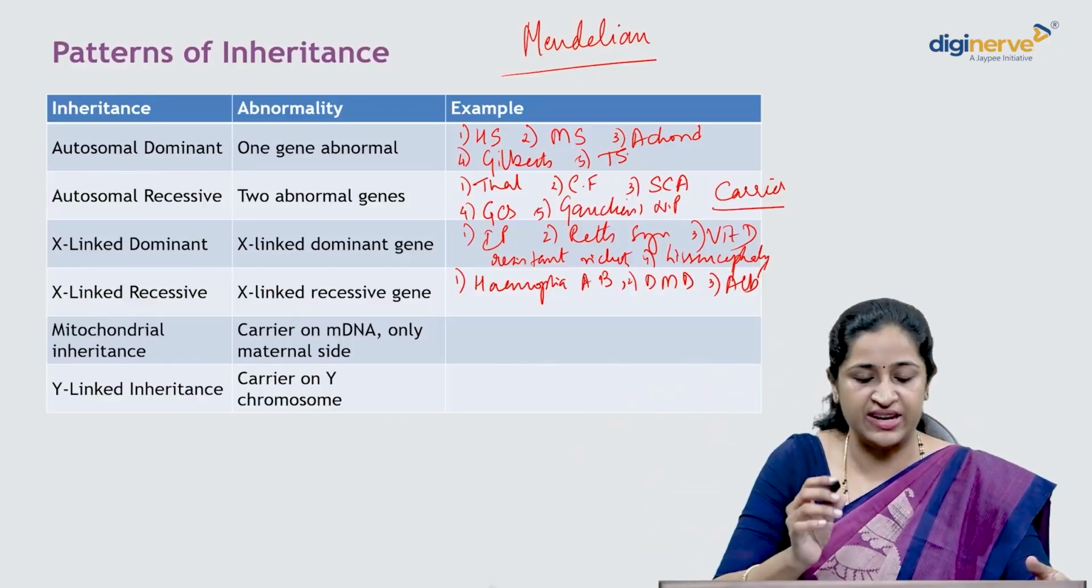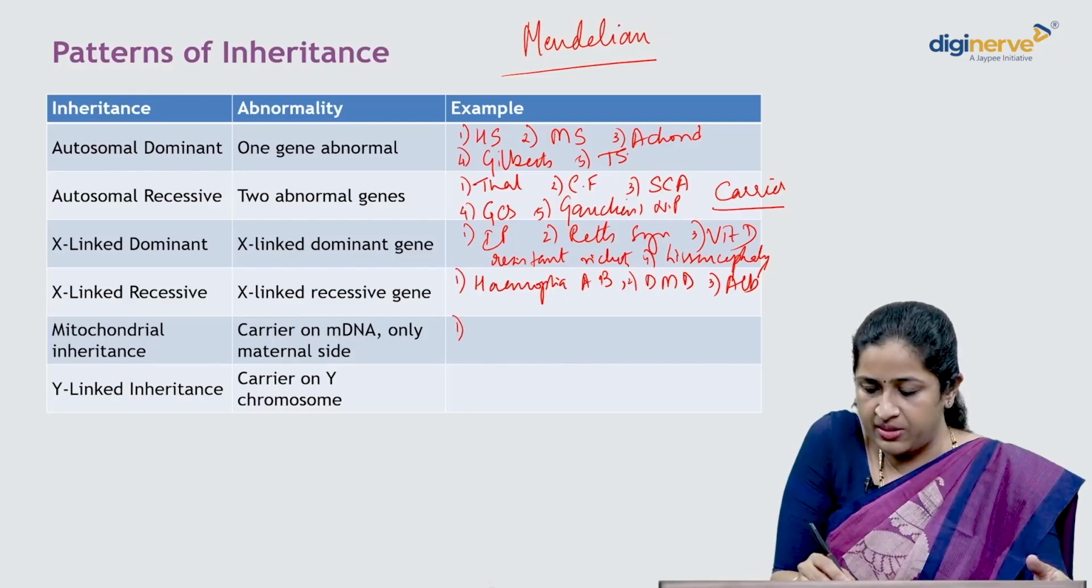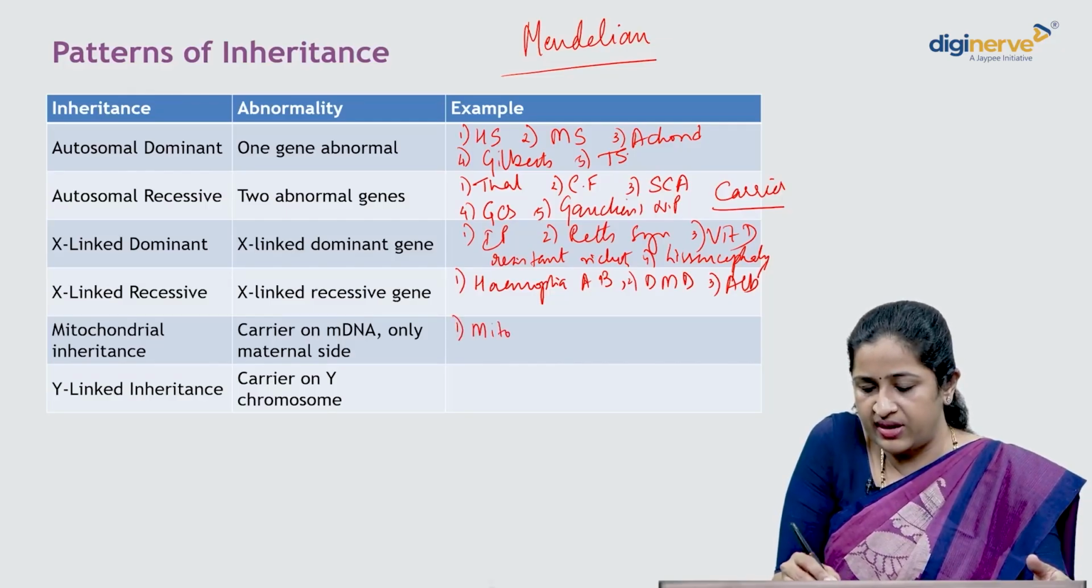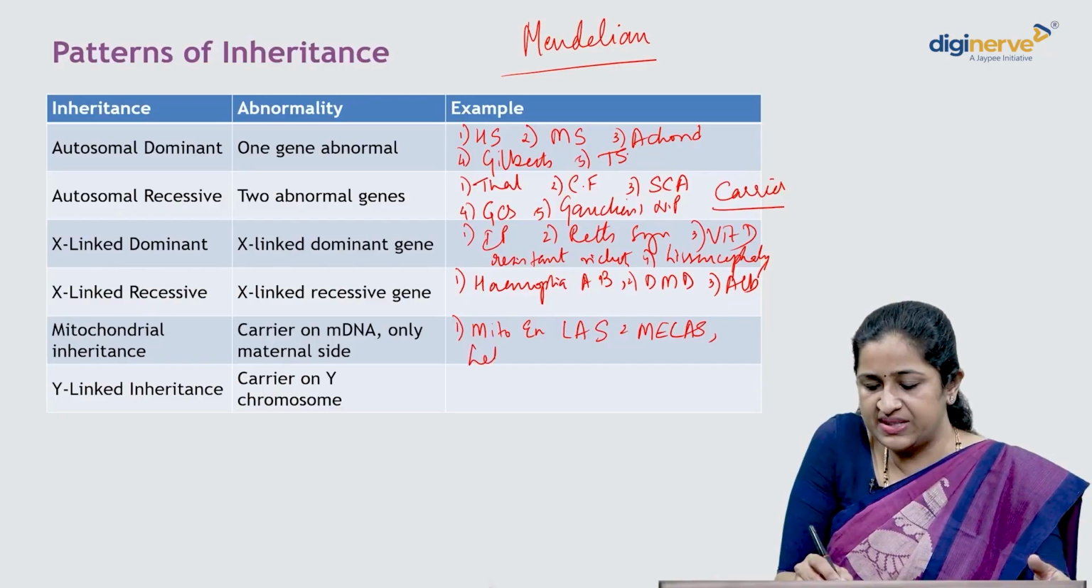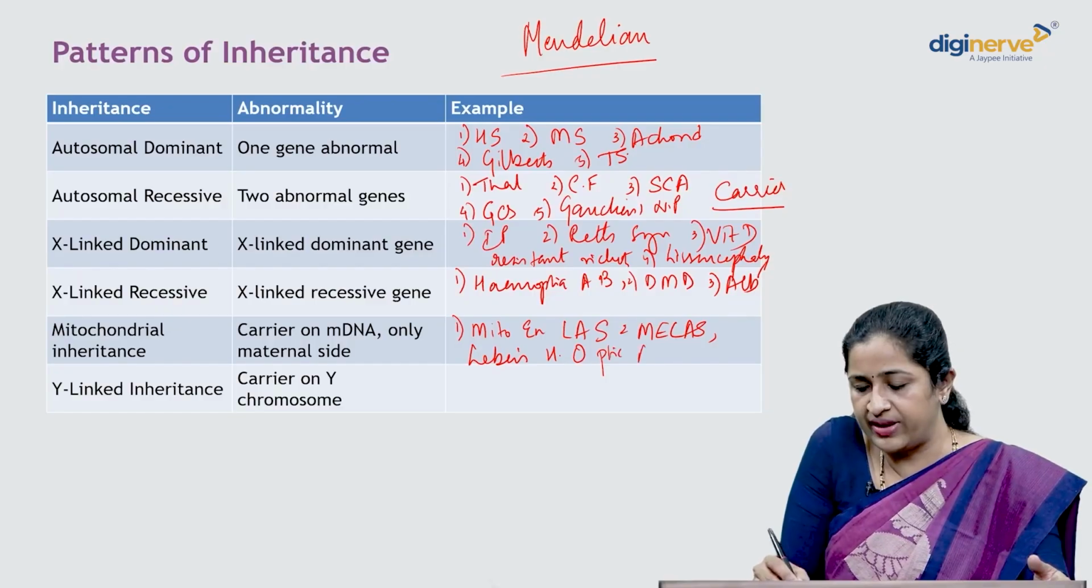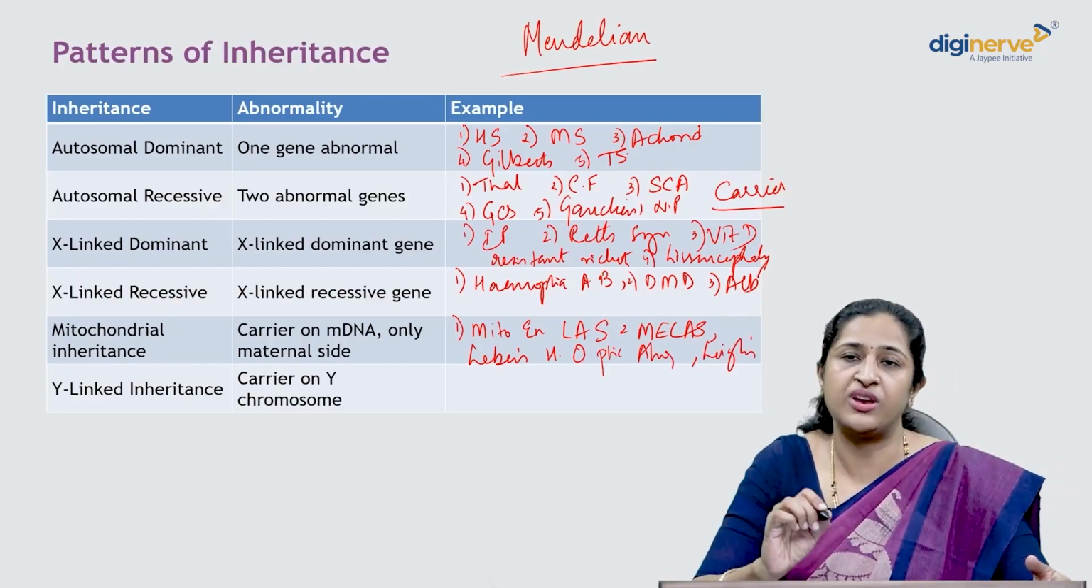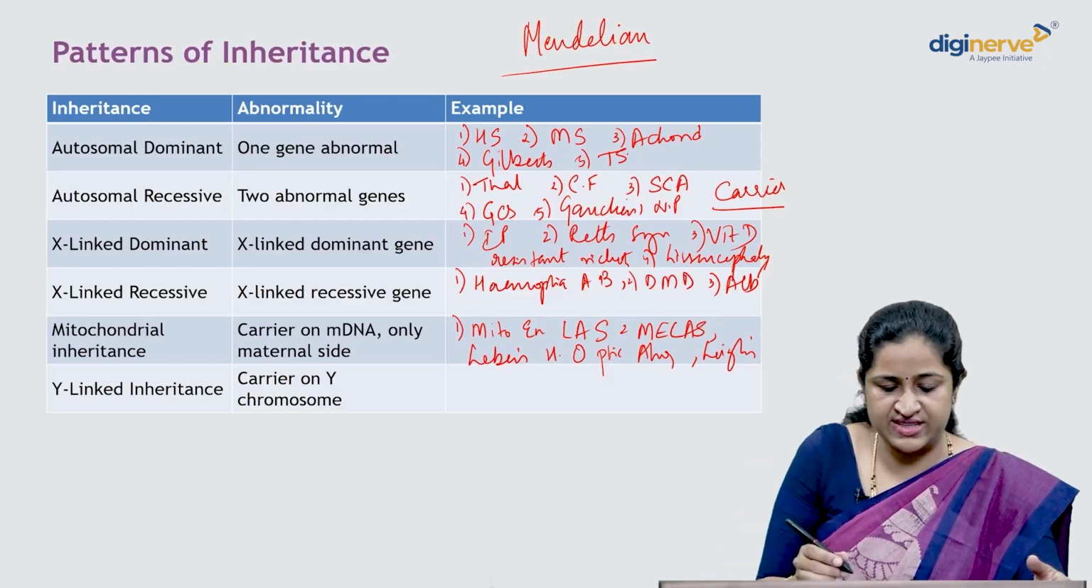Examples for mitochondrial inheritance are mitochondrial encephalopathy, lactic acidosis and stroke-like episodes called MELAS, Leber's hereditary optic atrophy, Leigh disease. Now these all are mitochondrial inherited diseases.